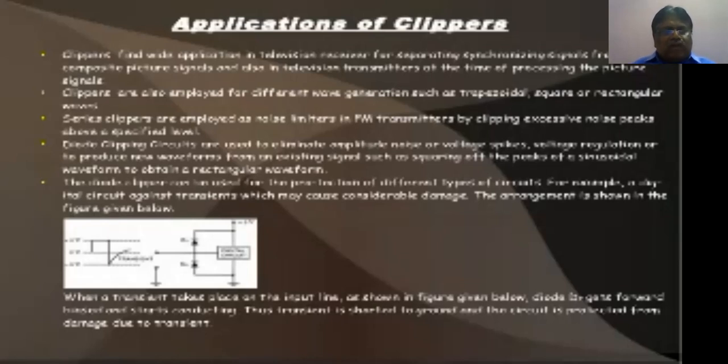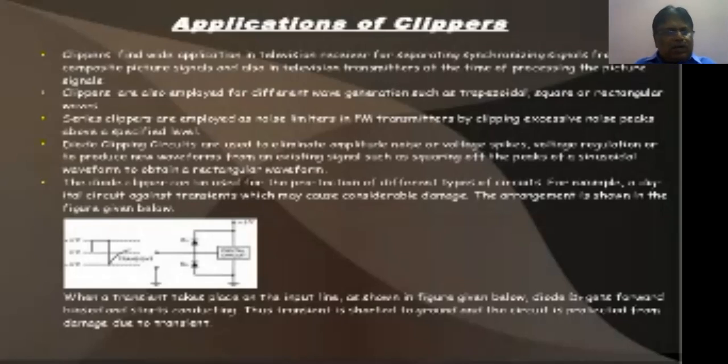Diode clipping circuits are used to eliminate amplitude noise or voltage spikes, for voltage regulation, or to produce new waveforms from an existing signal, such as squaring the peaks of a sinusoidal waveform to obtain a rectangular waveform. The diode clipper can also be used for the protection of different types of circuits.